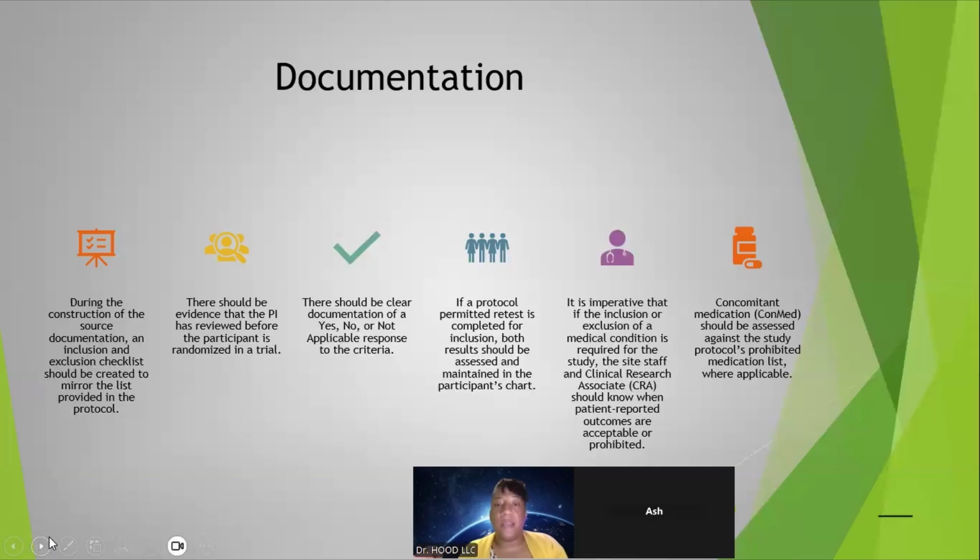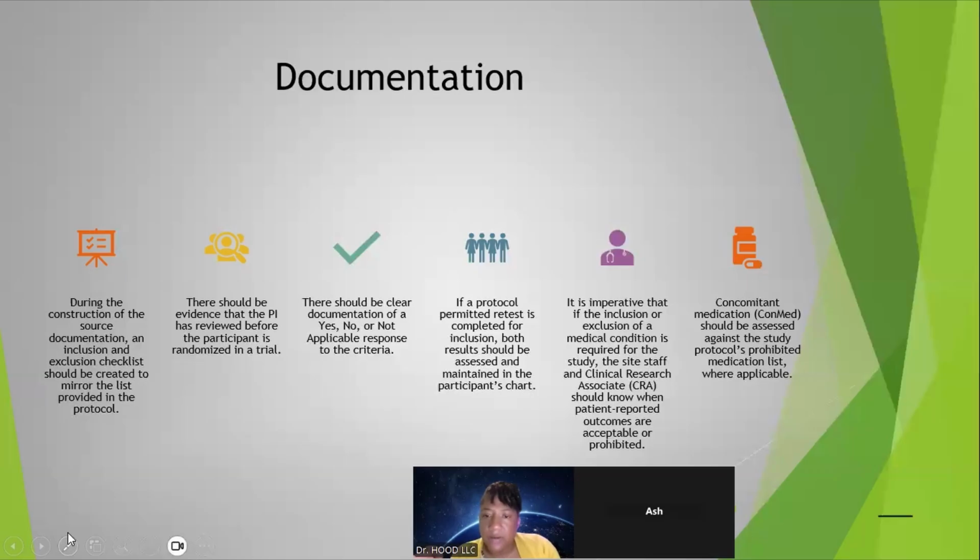If the protocol permits retesting, and retesting is completed for inclusion, both results should be assessed and maintained in the patient's chart. So we never get rid of anything. If it was a lab value that the protocol allows to be retested during a certain period of time, we still want to keep that original documentation, or the original lab report, and place it in the subject's chart. It is imperative that the inclusion exclusion of a medical condition is required for the study.